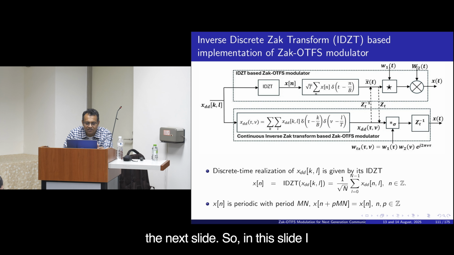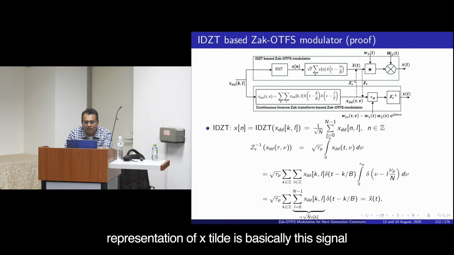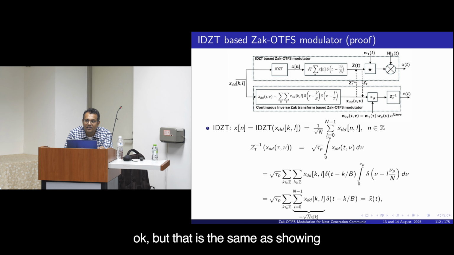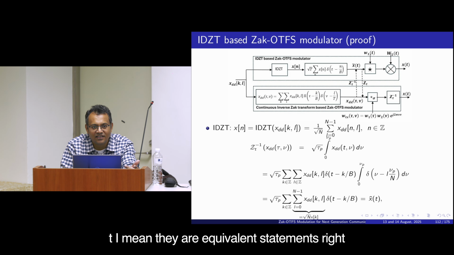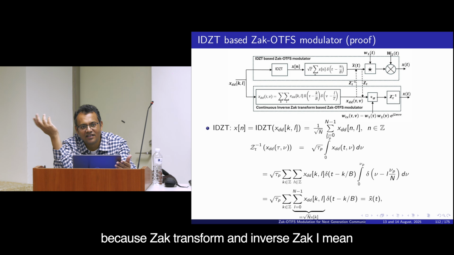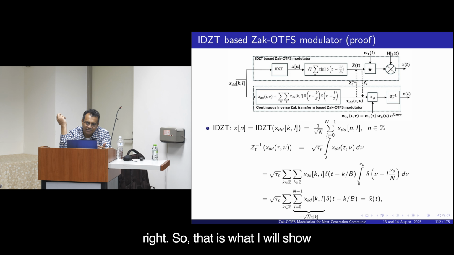Let me go to the next slide. In this slide I am trying to show that the delay Doppler representation of x tilde is basically this signal. Okay? But that is the same as showing that if I take the inverse Zak transform of this signal, I should get x tilde t. They are equivalent statements, right, because if I compose the Zak transform and inverse Zak, you get the identity, right. So, that is what I will show.